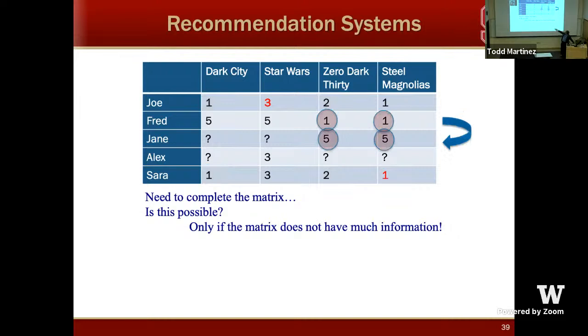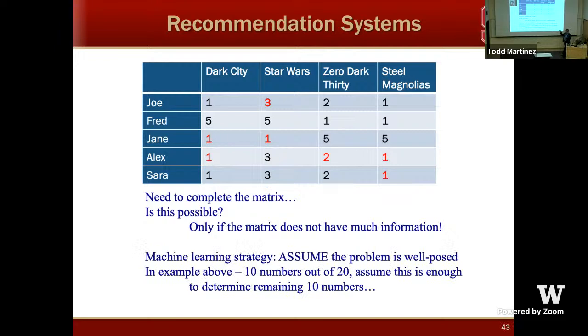Then I keep going and look at Fred and Jane and see that they are actually giving the opposite ratings. They're anti-correlated. One of them hates Zero Dark 30 and Steel Magnolias, and the other loves Zero Dark 30 and Steel Magnolias. Since I know that Fred loved Dark City and Star Wars, I can predict that Jane will probably hate Star Wars and Dark City. I told you this problem was impossible, and hopefully you agreed with me just two minutes ago, and yet it seems like I solved it. And you can keep on going through this whole game and make an argument for all of it.